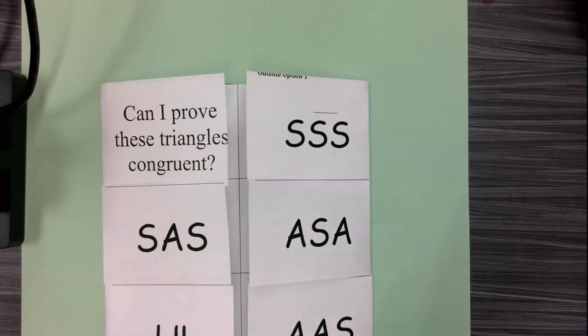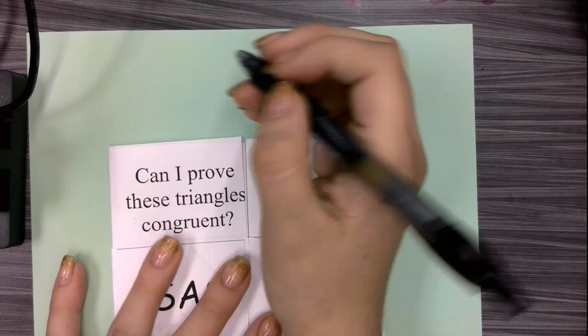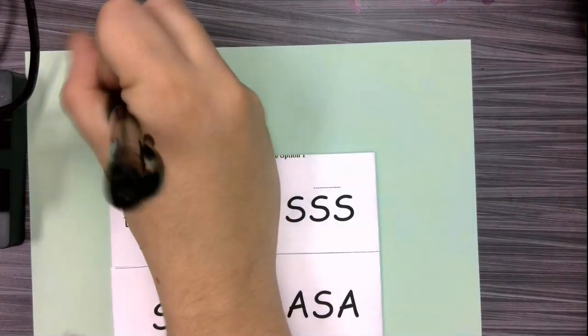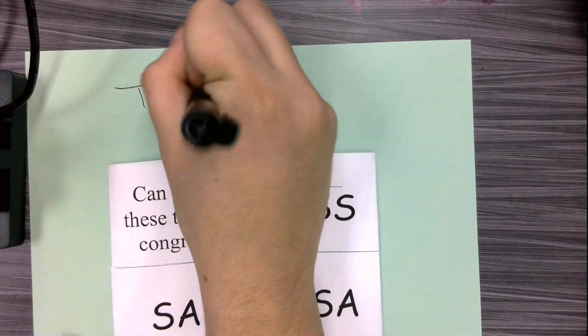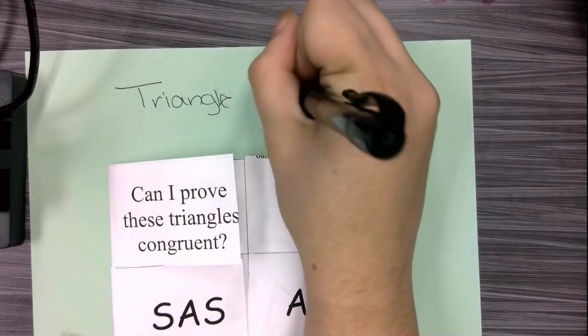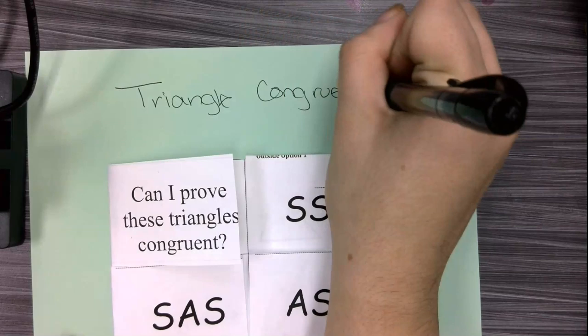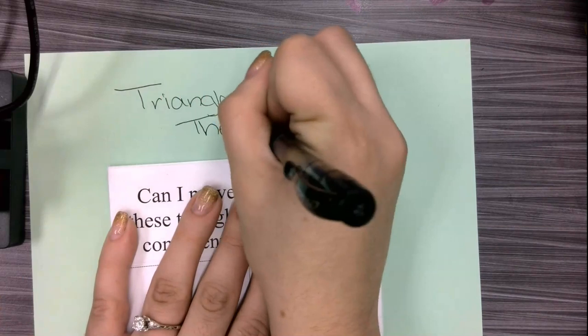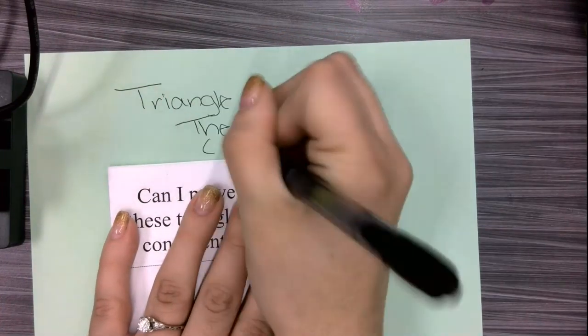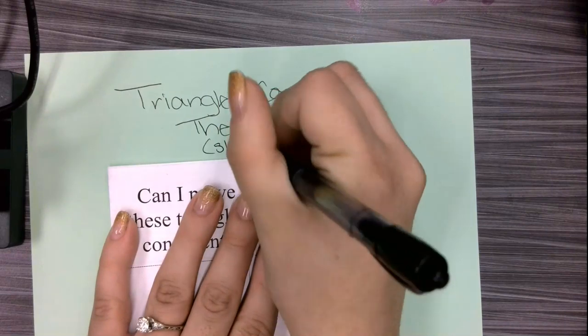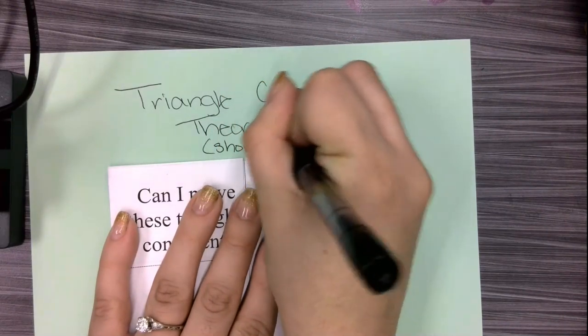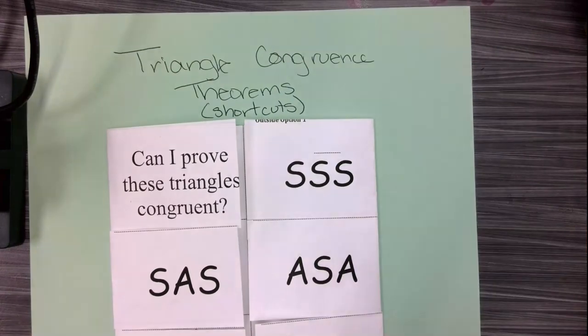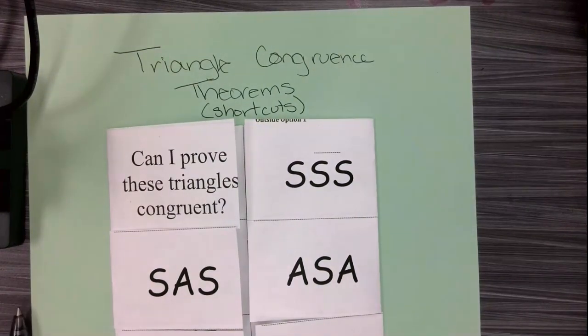So what I'm gonna do is unfreeze my screen. I'm gonna write at the top of this page, triangle congruence theorems. And these are shortcuts I can use instead of having to prove all three sides and all three angles are congruent. They're notes, but they'll help you with tomorrow's assignment. Shortcuts?